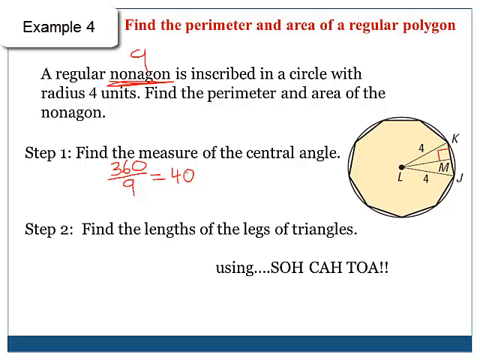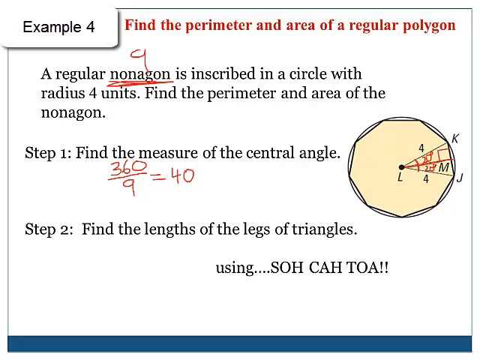It says find the lengths of the legs of the triangles. Well, in this case, we have to take one of these triangles. We know this entire angle here is 40. The apothem, we don't know the length, but the apothem cuts this in half, so we know that this is 20 degrees, and this is 20 degrees. So we have to find the side lengths.